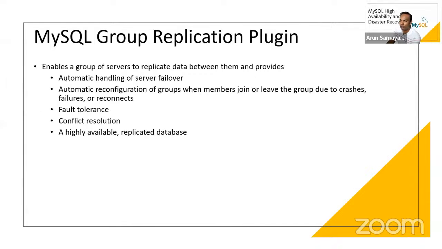Yeah, we just talked about the group replication plugin in the previous one, right? So to summarize, what it does is it automatically handles server failover situations, right? Whenever a server is down, and let's say the server is back up, it would automatically join the cluster as well without us having to enter them. The fault tolerance and all of the conflict resolution is already built into the plugin itself. And it maintains a fully highly available and replicated database at all times.